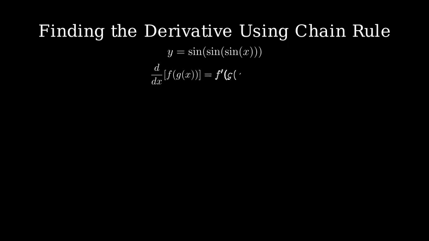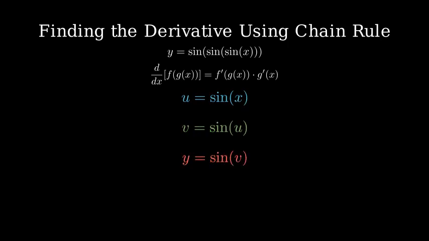The chain rule states that when we have a composite function, we multiply the derivative of the outer function by the derivative of the inner function. To make this easier, let's break our function into nested parts. Let's call u equals sine of x, v equals sine of u, and y equals sine of v.